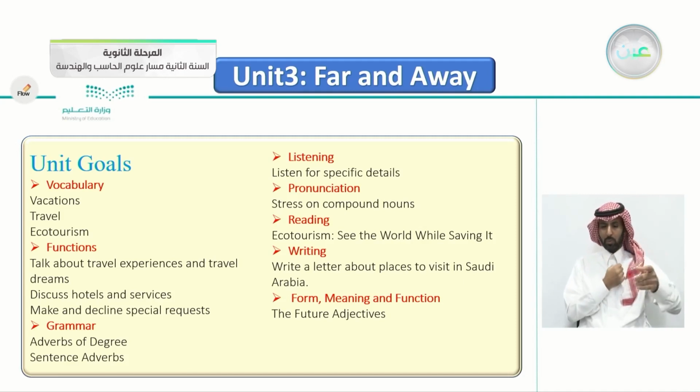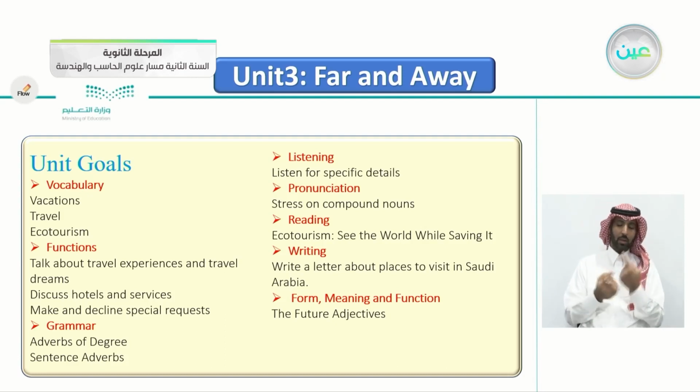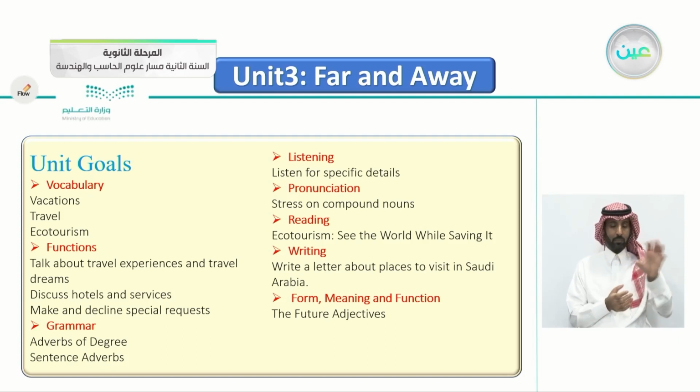So these are the unit goals. For the vocabulary, you can see vacations, travel, ecotourism. For the functions: to talk about travel experiences and travel dreams, discuss hotels and services, make and decline special requests. For the grammar: adverbs of degree, sentence adverbs. For the listening, we'll be listening for specific details, and the pronunciation is about the stress on compound nouns. For the reading: ecotourism, see the world while saving it. For the writing: write a letter about places to visit in Saudi Arabia. For the form, meaning and function: the future adjectives.